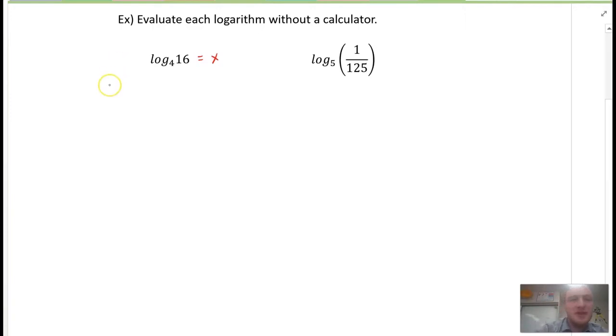So that was step 1, and then here's step 2. I'm going to rewrite it as exponential form. So 4 to the power of x is equal to 16. Okay, step 1, step 2.